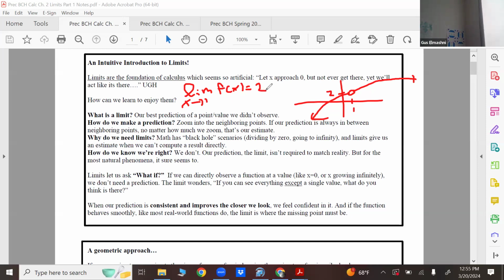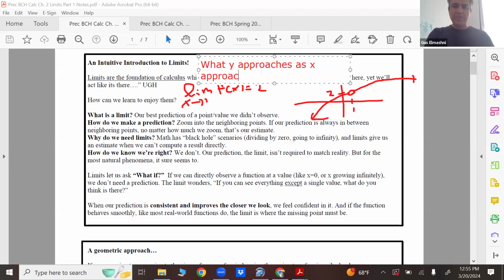So it may not get there exactly, sometimes it does. What if I actually have that filled in? Great, then just tell me what y equals at x equals 1. But if it's not filled in, it's all about approach. So in layman's terms, a limit is really what y approaches as x approaches a certain value.